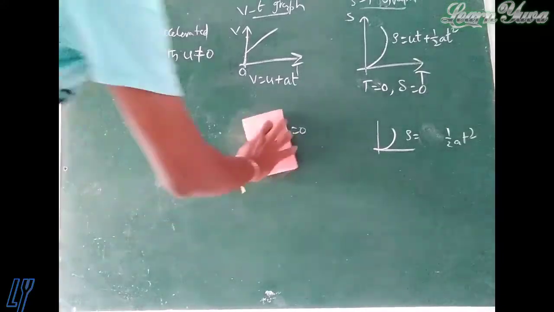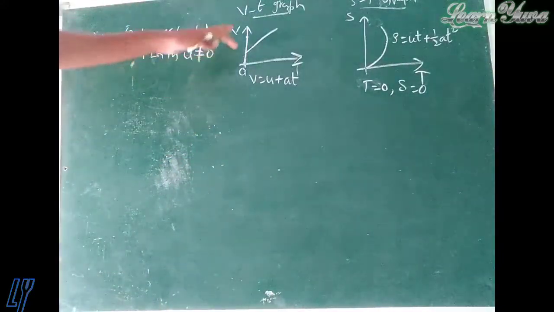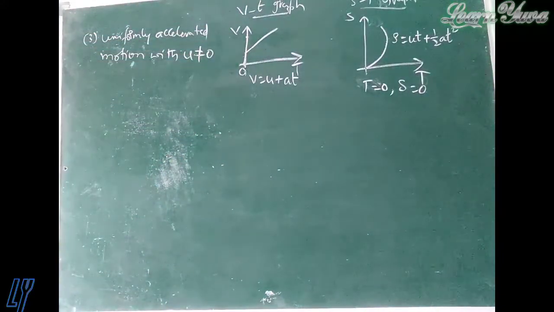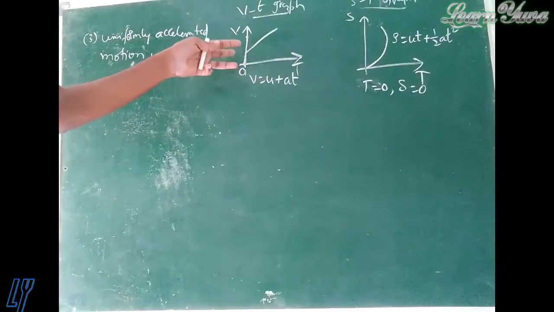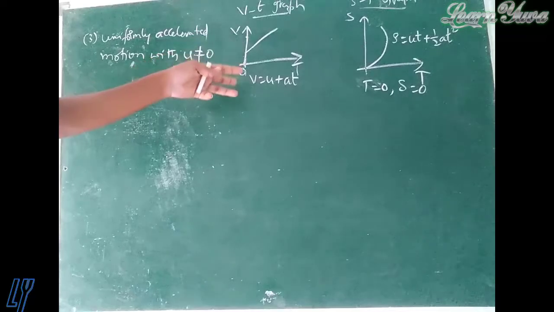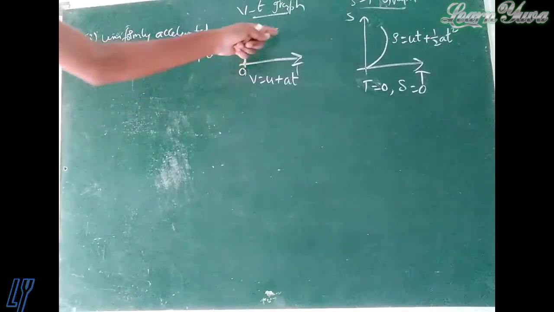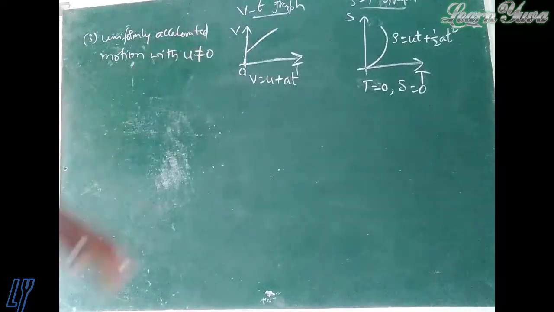But here in this case, in the velocity time graph related to the displacement time graph, there is an initial velocity, because the initial velocity of the body is not 0, since the straight line is not passing through the origin.